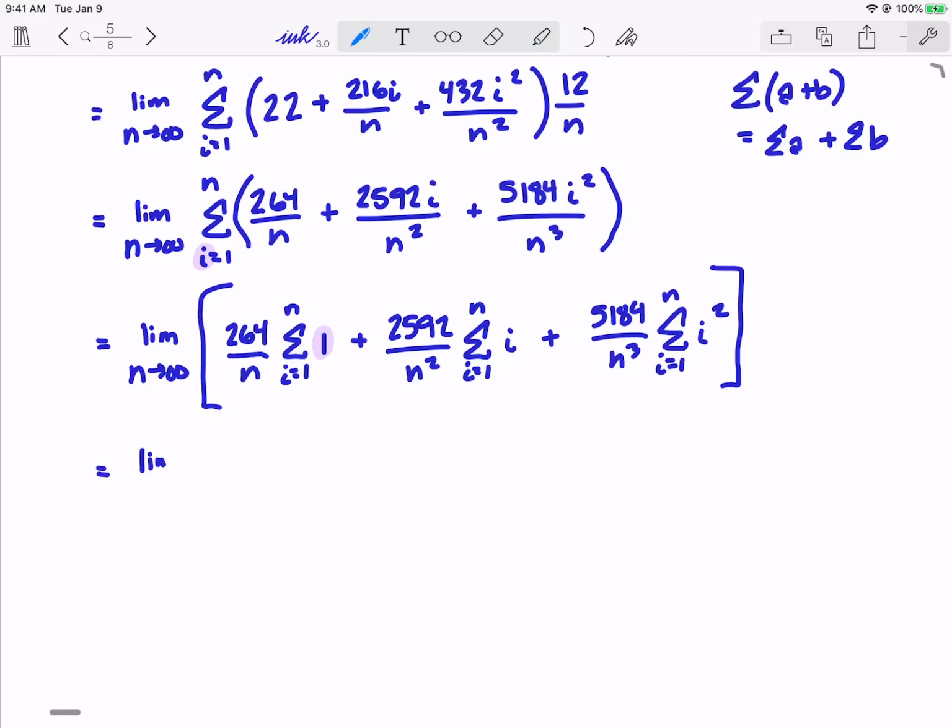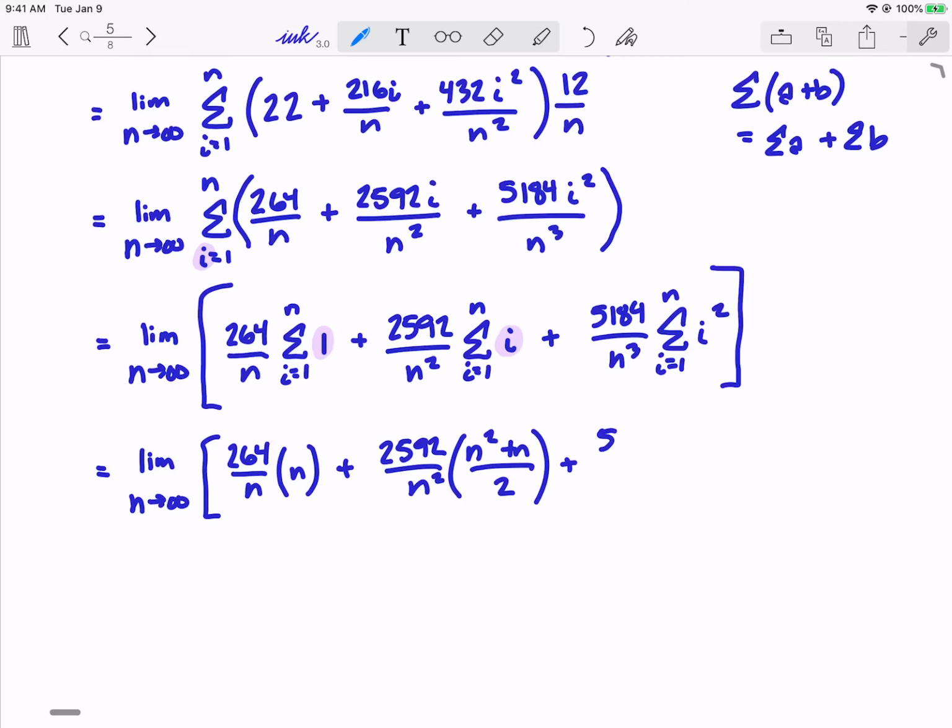So now this first term just becomes 264 over n times n, which, as you know, those n's are going to simplify to 1, and it's just going to be 264. But we'll get there later. Now, the sum of i, there's a formula for that, and I'll dive into that later. But let's just take me at my word that this is what it is. So I get the 2,592 over n squared, and one way to write the sum of i is n squared plus n over 2.